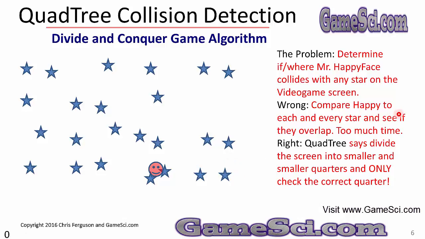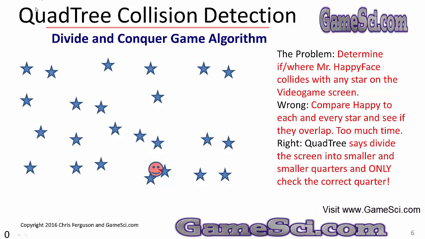Wrong way to do this is to compare Happy to each and every star and see if they overlap. Compare Happy Face to this star and this star and this star and this. That is the wrong way to do it. We don't want to compare Happy Face to everything else on the screen. That's just going to take way too much time.